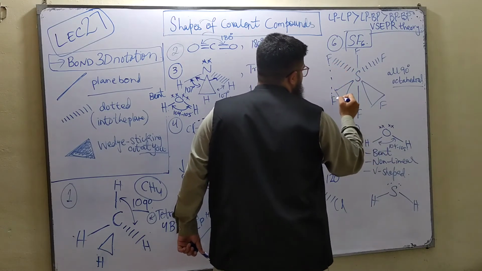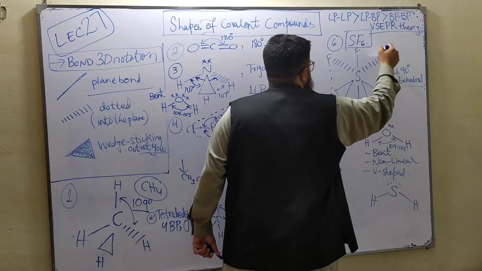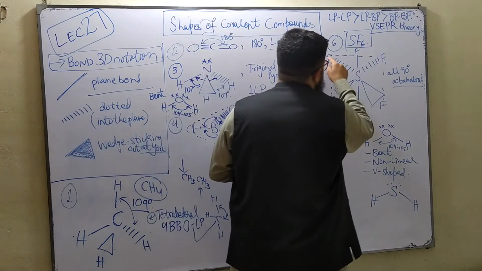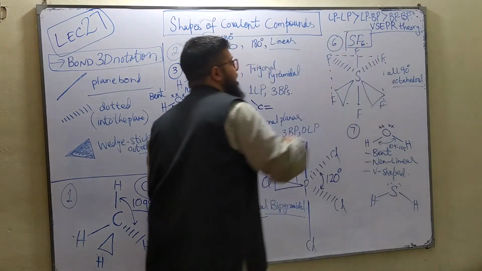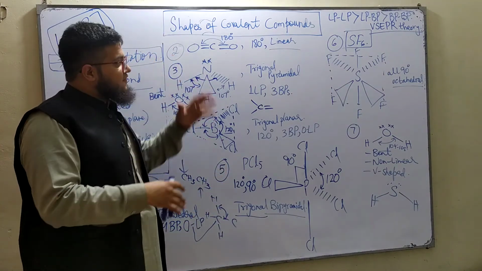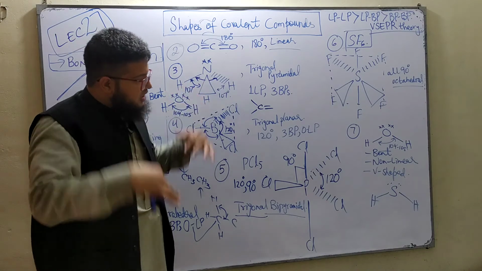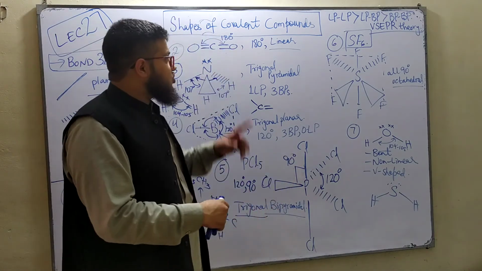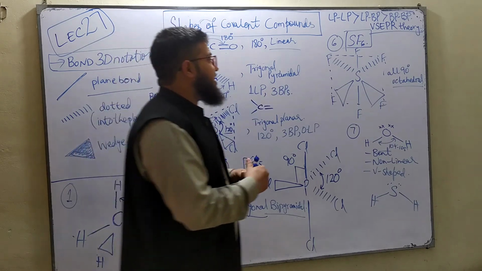If you join the 4 fluorine atoms together, you'll get a square shaped molecule, a square. And if you join each of these fluorine atoms with the fluorine on top, you'll get a square base pyramid on top. And if you join the 4 fluorine atoms with the fluorine at the bottom, you'll again get a square base pyramid at the bottom. So this structure is called octahedral.